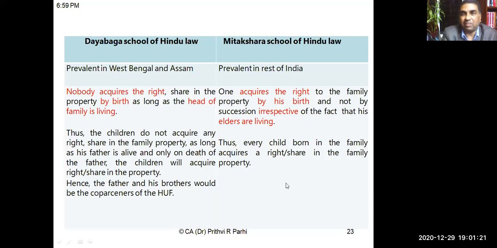But we need not go deep into this subject. What is the Dayabhaga school? What is the Mitakshara school? I just gave you some brief idea. Both kinds of HUF are a kind of person.